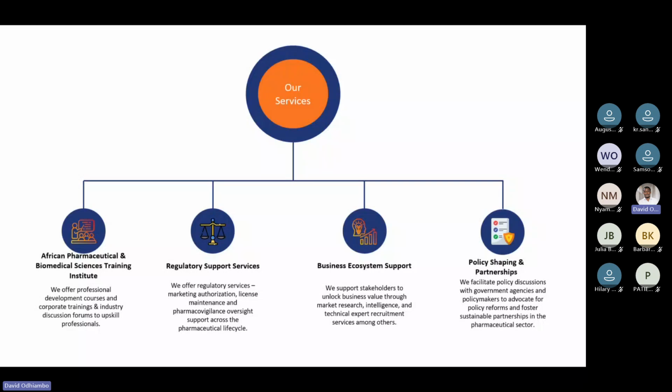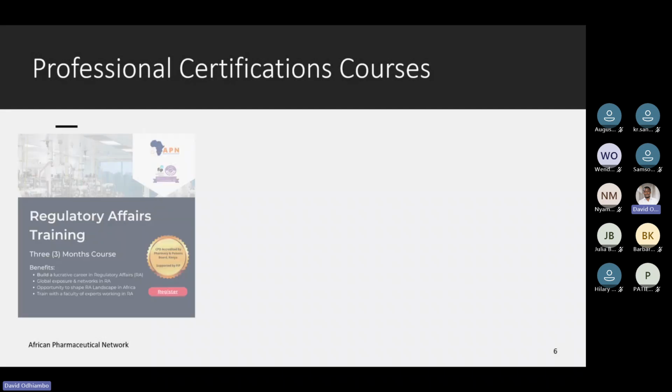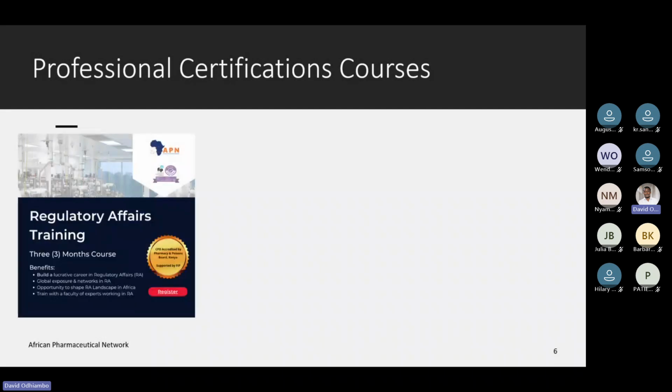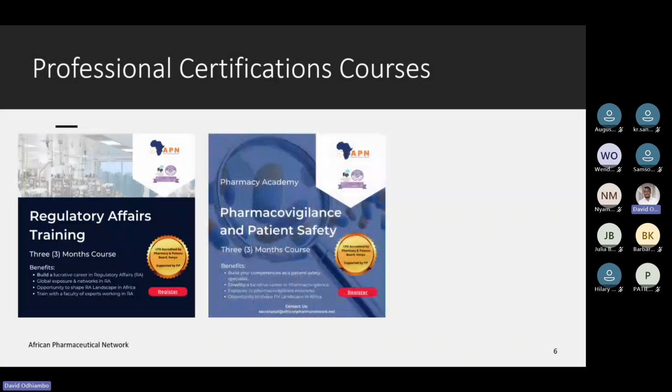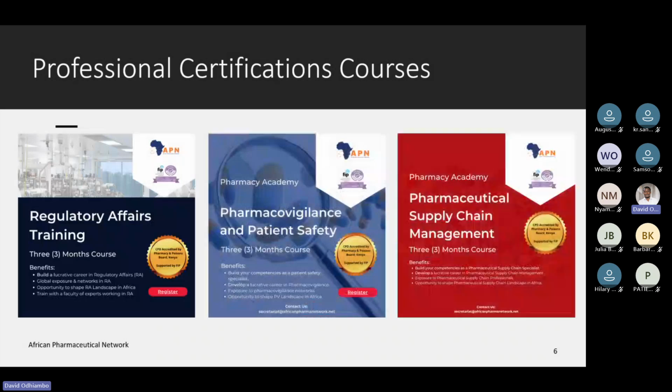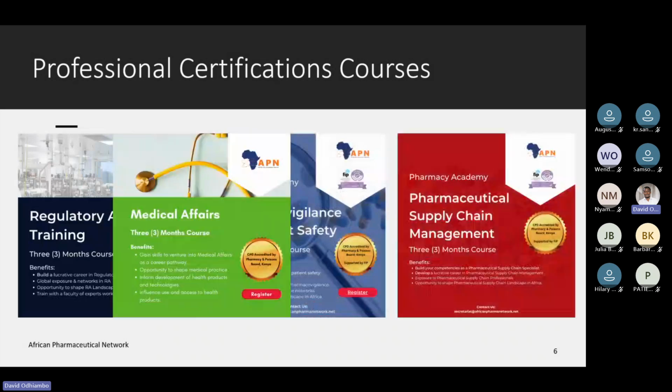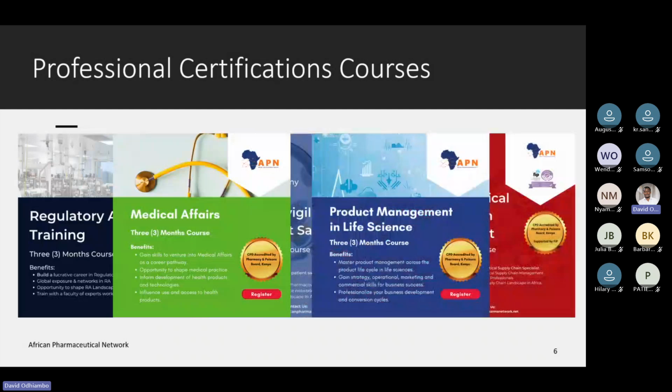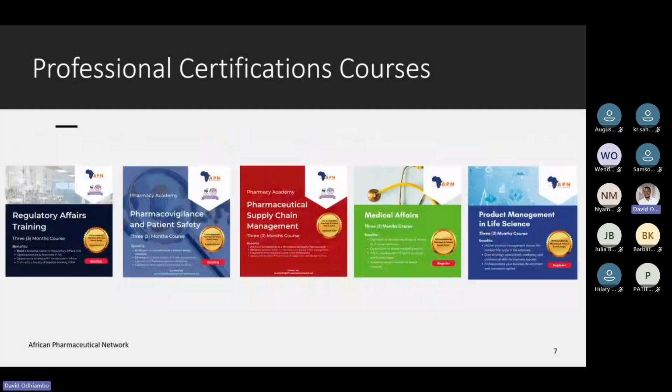And the last piece is working with government to shape the policy landscape in the ecosystem. So grounded on that, when we go to the key courses in the training program that we offer, we have 5 professional courses: regulatory affairs, pharmacovigilance and patient safety, pharmaceutical supply chain management, medical affairs, and product management in life science industry. These are 5 courses, and actually our last cohort for the year is starting in August, except for supply chain, which will be starting in September.